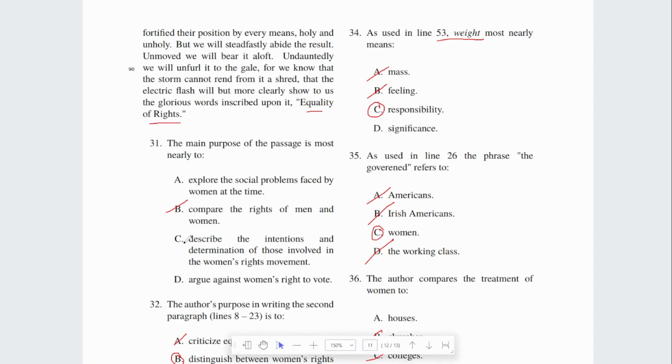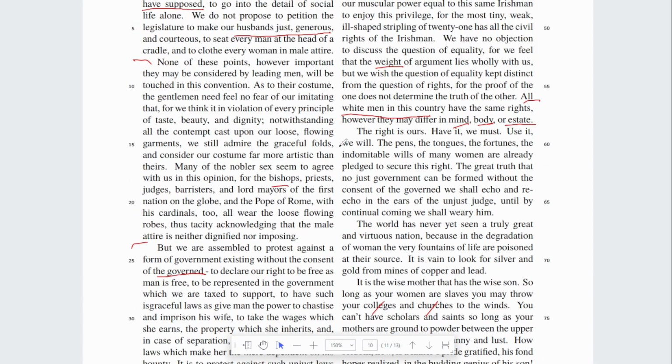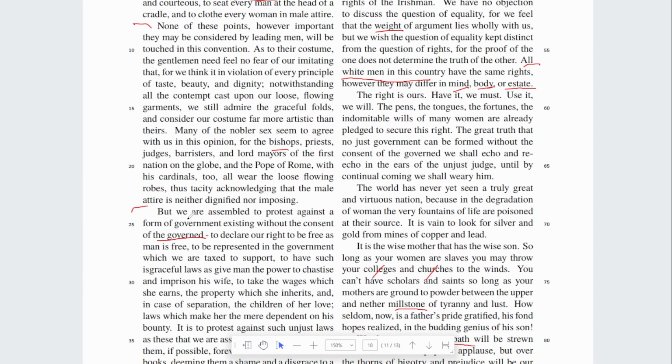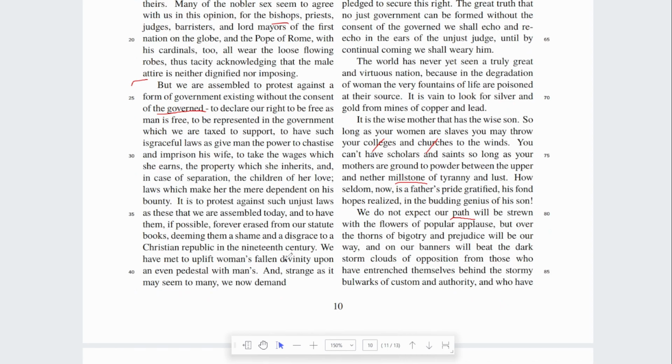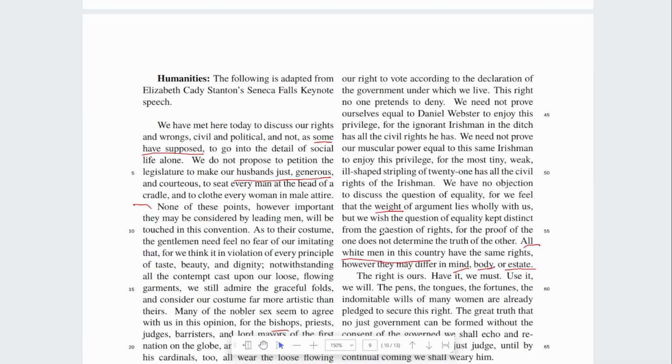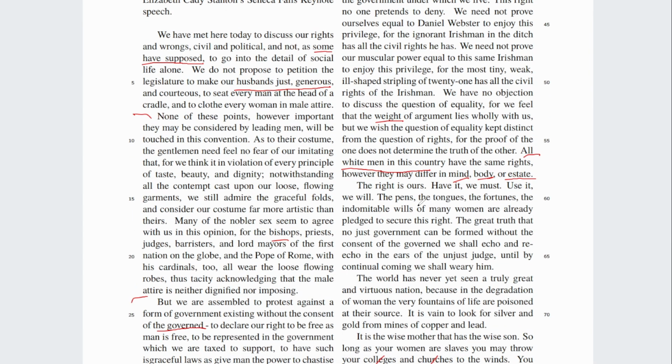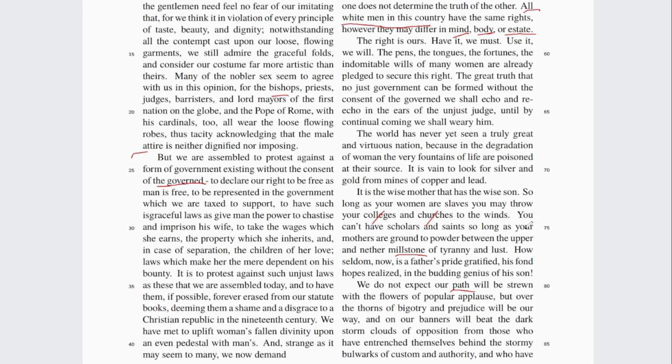And again, describing the intentions and determination of those in the women's rights movement seems to be what is going on here, right? We're not arguing against women's rights to vote. I just read this. This is right out. But to describe the intentions and determination of those involved in the women's rights movement, this pretty much seems right. We're looking for the right to vote, and we're looking at exactly what the intentions are. Okay, do we want any of this stuff? Is this all what we want? Again, the image of equality that we discussed earlier, we're getting at a much finer and much more detailed idea of what the intentions are, what the rights look like of women.